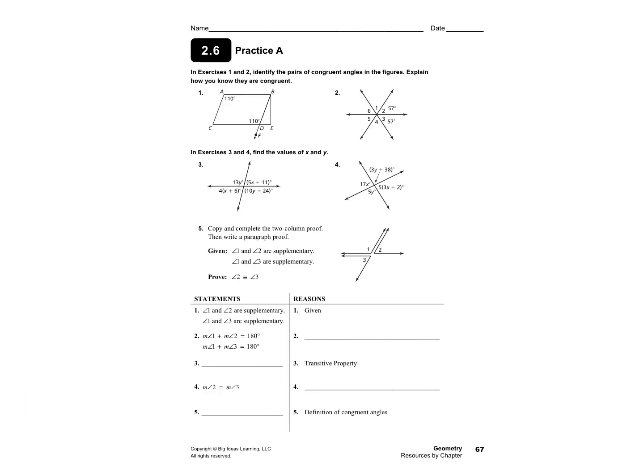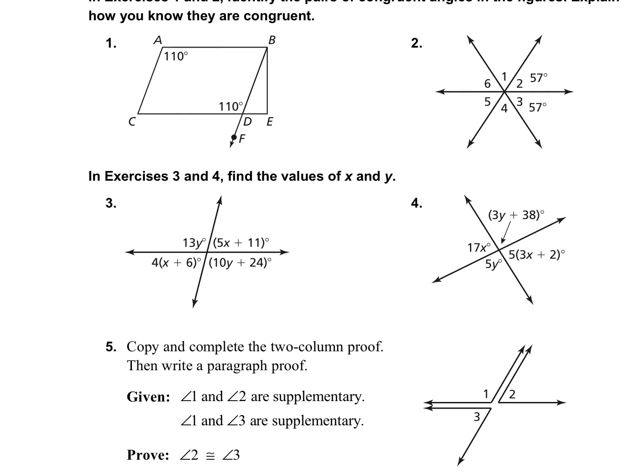So on the next page, after the answers, here are some practice problems for section 2.6. Notice questions 3 and 4 here. This is where you're going to use your knowledge of vertical angles, or maybe even a linear pair. It all depends on where the variable that you're solving for is located.